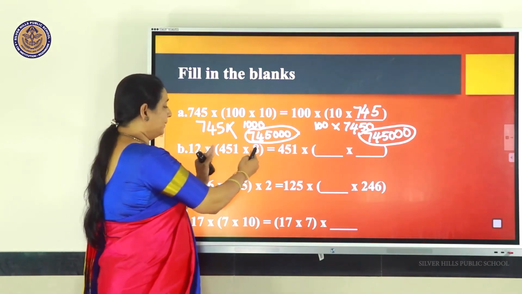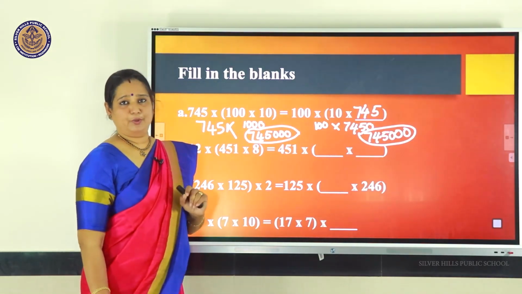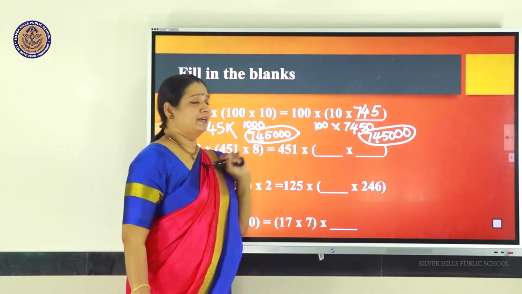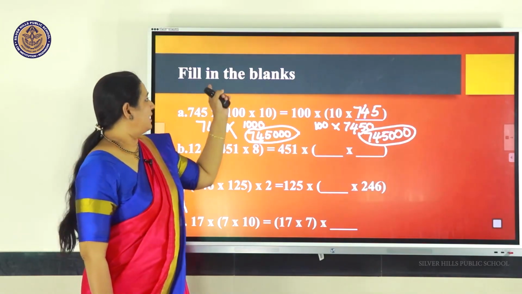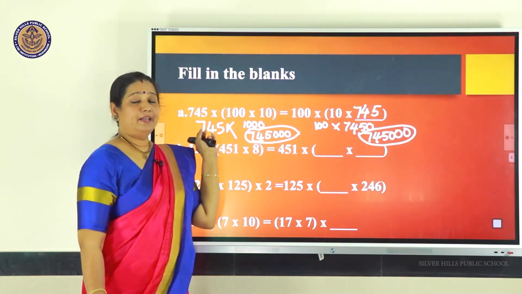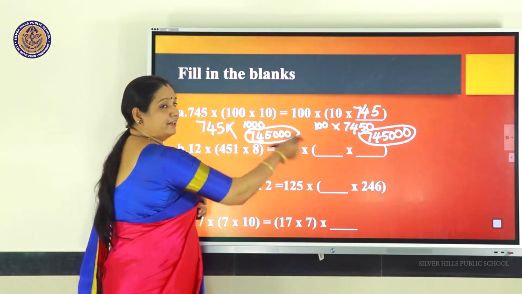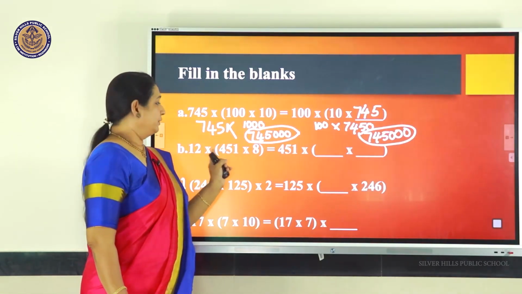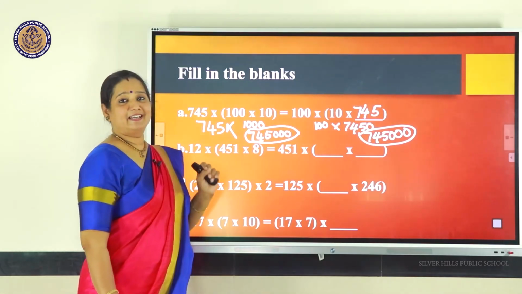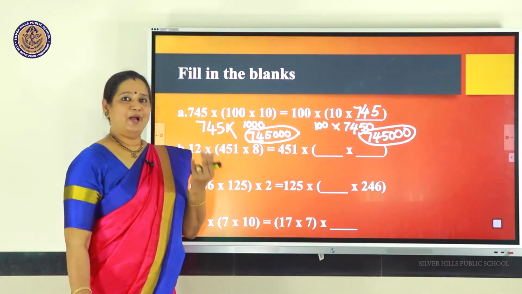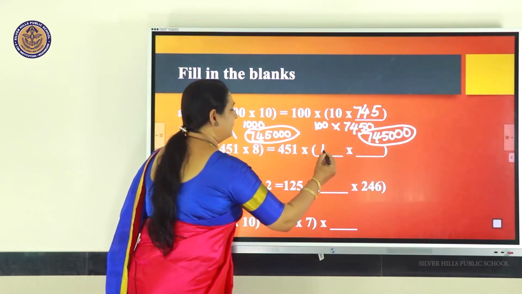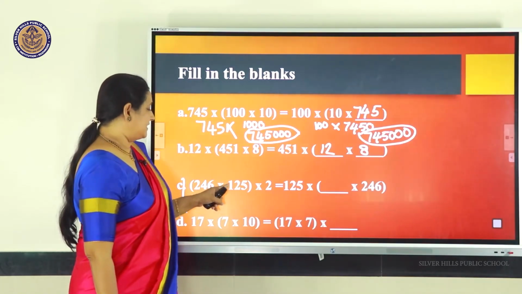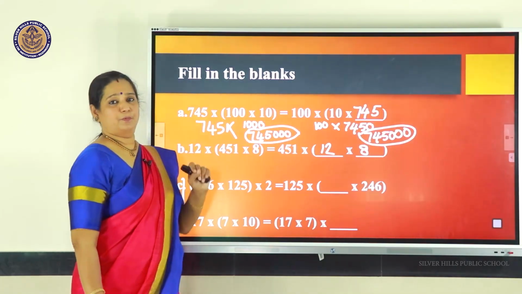Next, 12 into 451 into 8. Okay, this is the first grouping. First grouping we have done 451 into 8 and 12 is seen outside the bracket. Now, which number will come here? Can you tell me? Because we are going to apply which grouping here? Associative property. So, which number will come here? It is very easy for you by looking at the factors here. You will come to know these two factors are missing. Which are the two factors missing? 12 and 8. Yeah, very simple. Write 12 into 8.